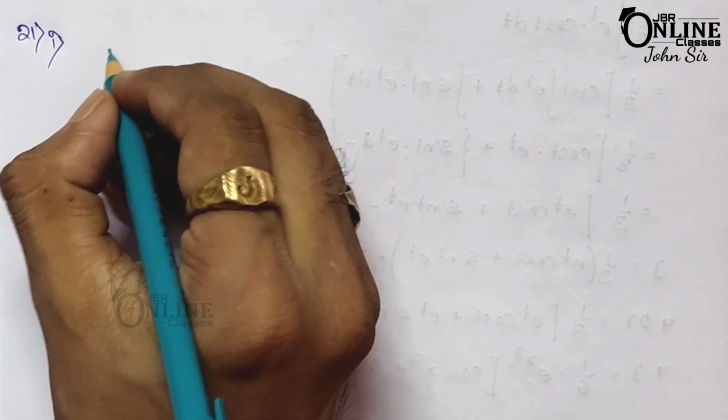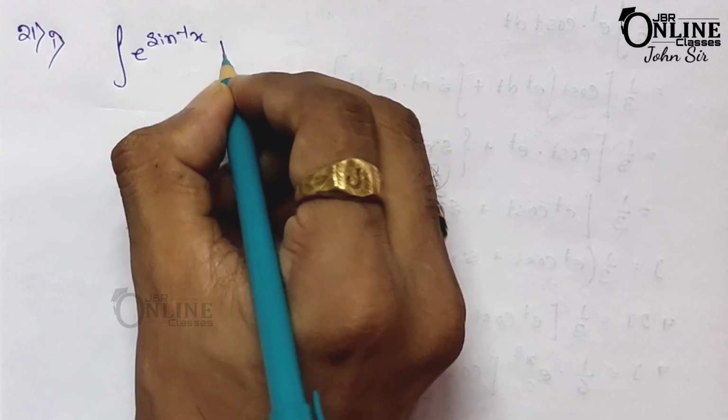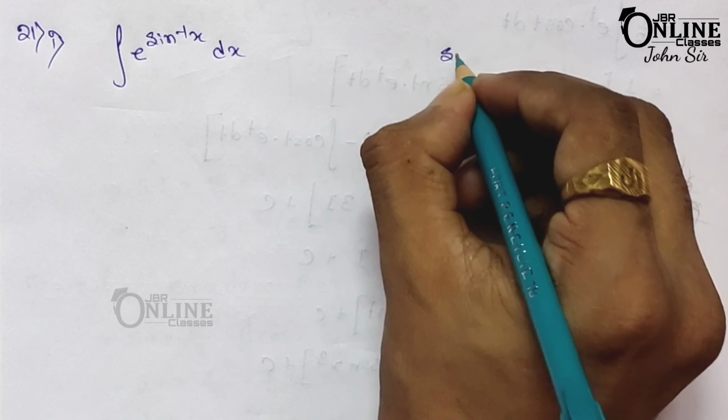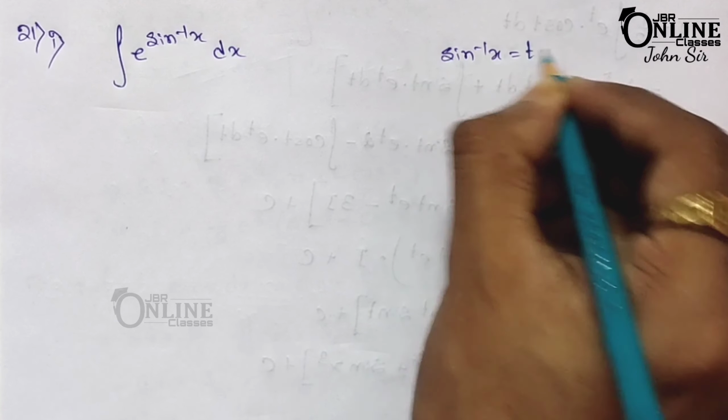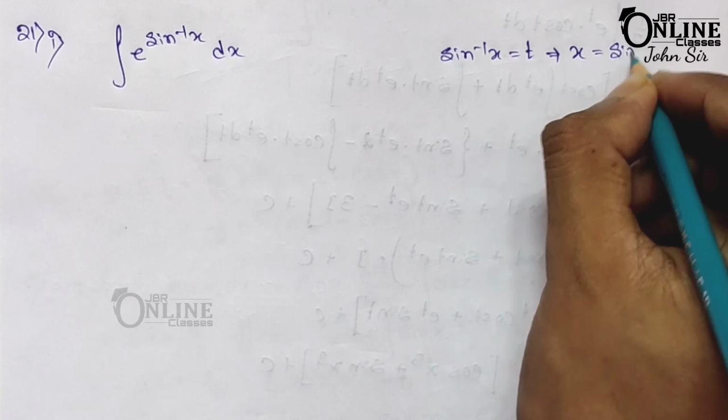Now sum number 21(1), integration e to the power sin inverse x dx. So first let sin inverse x equal to t, then from that x equals sin t.